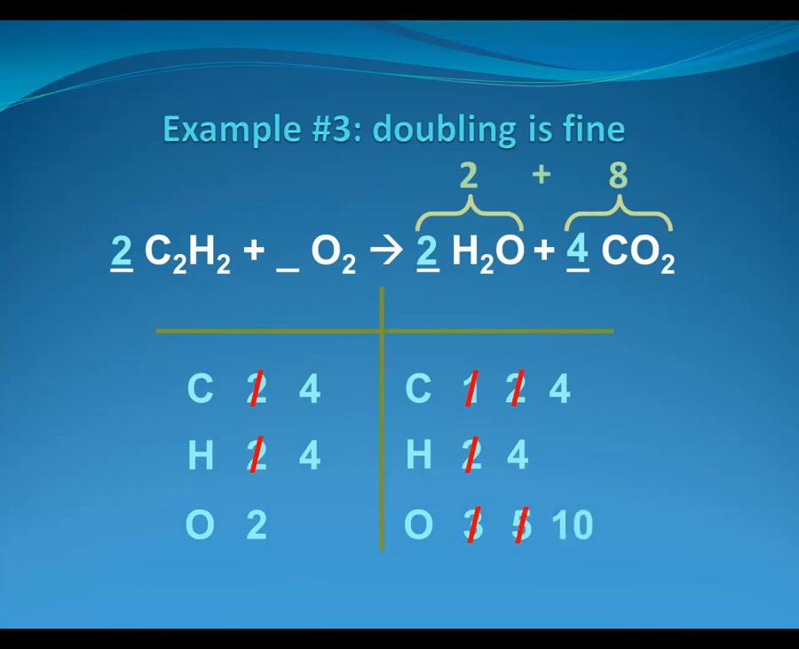And now we can put in the last coefficient. What number do we put in front of O2 to balance it? A 5. Putting a 5 there gets us 10 oxygens on the left and 10 oxygens on the right. In other words, when you're trying to balance a chemical reaction, draw a table, keep track of elements, and don't be afraid of going back and forth until eventually you discover them all.